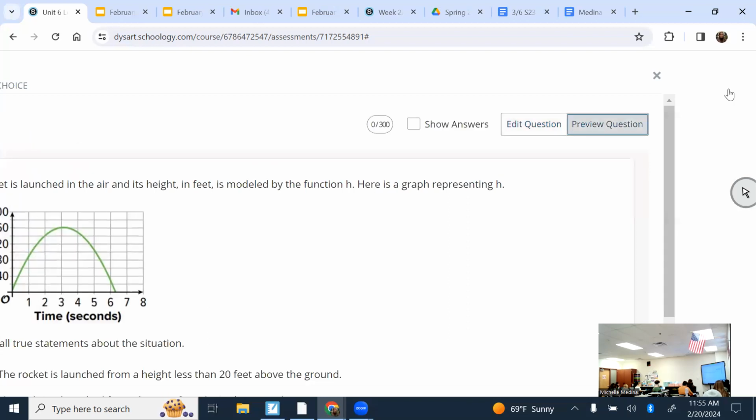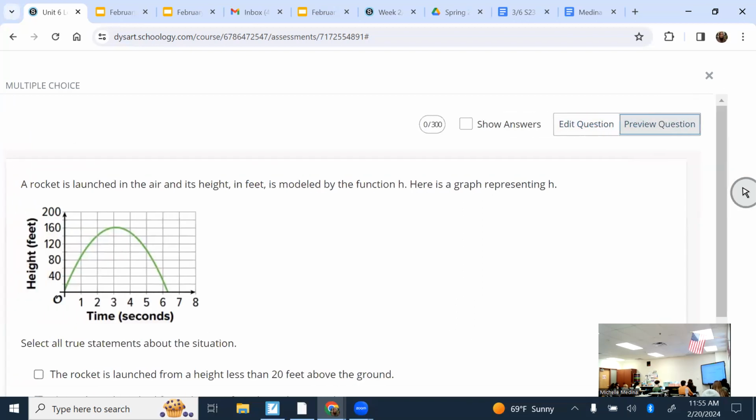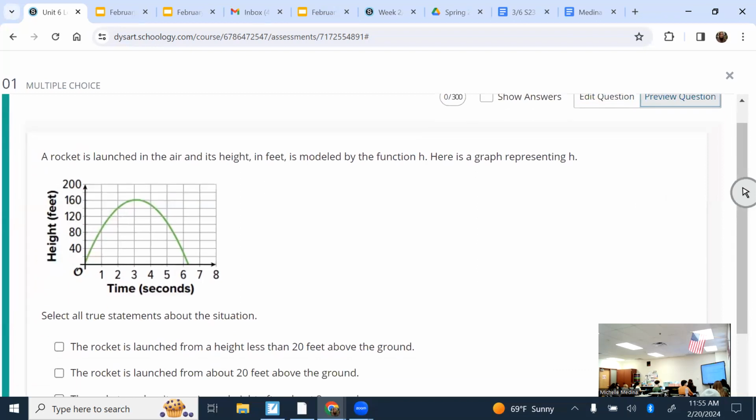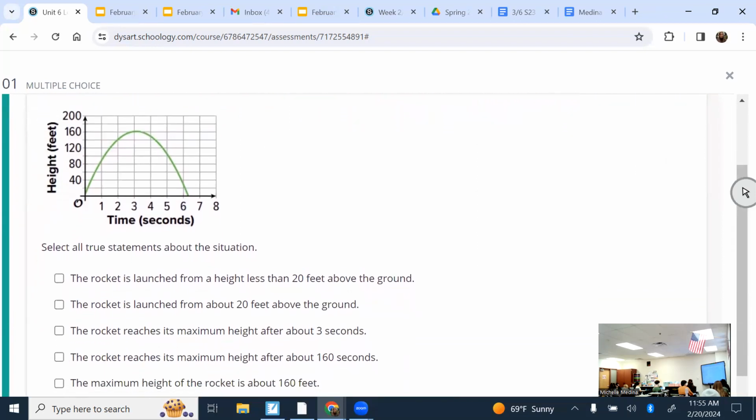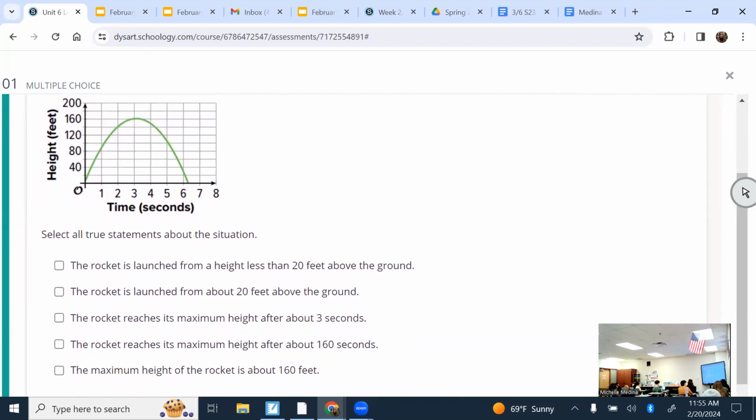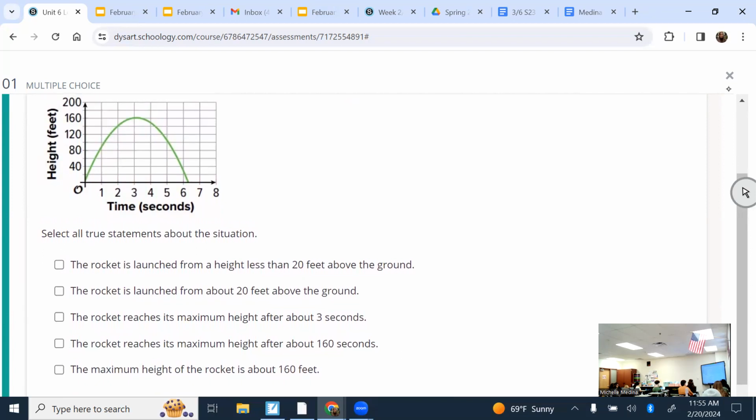All right, so a rocket is launched in the air. Its height in feet is modeled by function h. Here's the graph representing it. Select all that's true about the situation. So think like this following the real world situation. Looks like we have the rocket going up and then down. So don't overthink that part. When it says the rocket is launched from a height less than 20 feet above the ground, would you say that that's true?